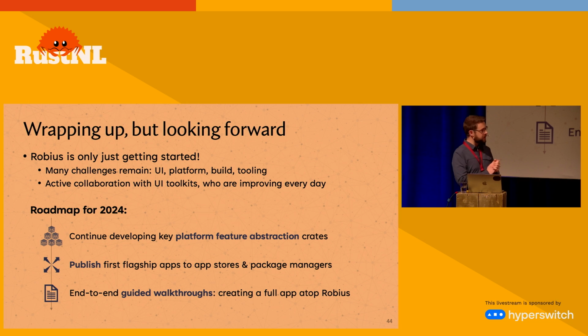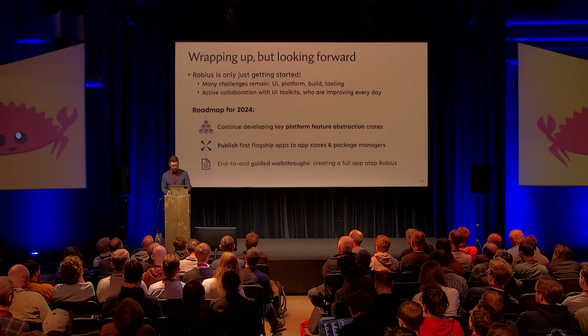Our roadmap for the rest of the year is to continue developing more of these key platform feature crates. We have about 3 or 4 right now. I demoed 2. But there's a series of 9 or 10 key platform features that we want to have before we can really publish an immersive app like that Robrix Matrix client. Speaking of, we do want to actually publish those to the App Store to show that this pure Rust app dev experience can result in an app that is actually usable and publishable on app stores and package managers. And then I also want to create some really nice documentation, like guided walkthroughs on how to write an app like Robrix from zero to completion.